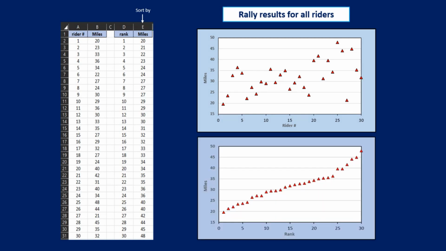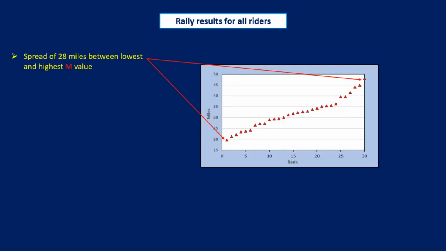And when we look at the data this way, a few things jump out. First, as we've already noted, there's a pretty wide range in performance, a spread of 29 miles between a low of 19 and a high of 48. The rally lasted for 2 hours, so we can divide these numbers by 2 to get the rider's average speed in miles per hour. I expect the 6 lowest riders may have had a flat tire or didn't finish for some reason, because they averaged only 10 to 12 miles per hour, which is pretty low for competitive racers.